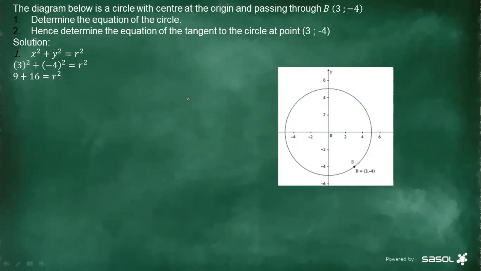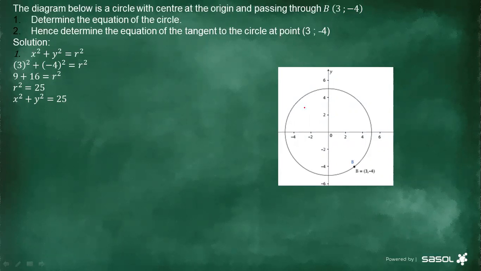-4 squared is 16, equals r squared. You add them together, they give us r squared equals 25. Then the equation of this circle is x squared plus y squared equals 25. Hence, determine the equation of a tangent to a circle at the point (3, -4).